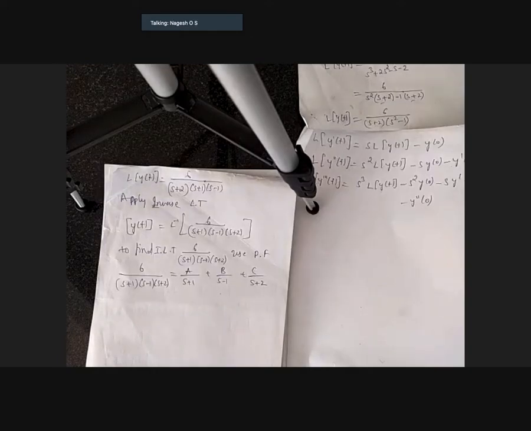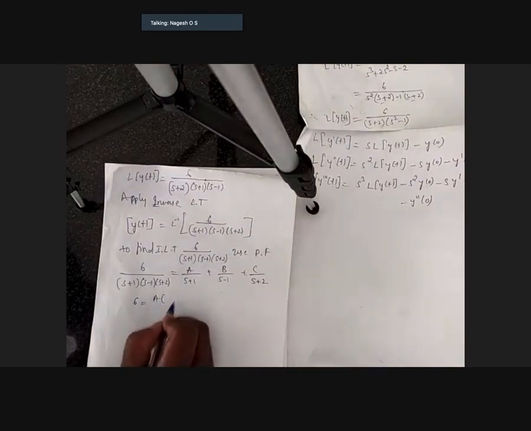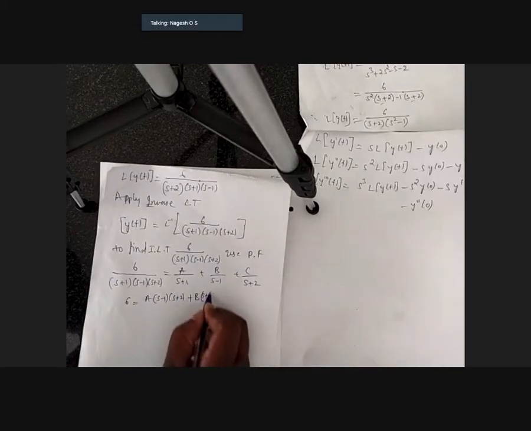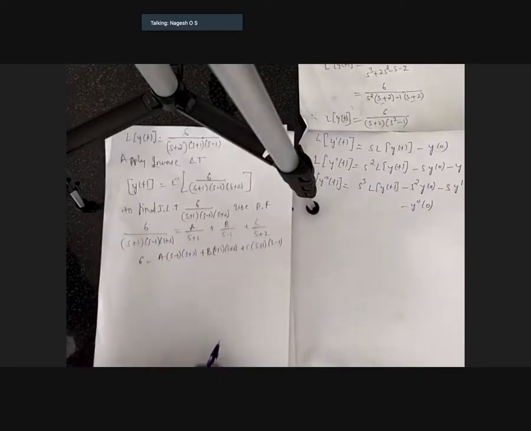Partial fraction method we did. Apply that and tell me the answer. Take LCM: 6 = a(s minus 1)(s plus 2) + b(s plus 1)(s plus 2) + c(s plus 1)(s minus 1).